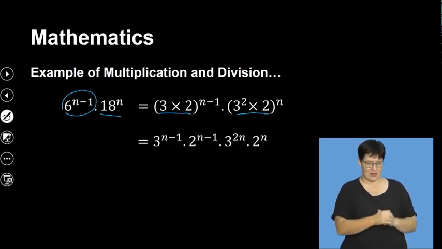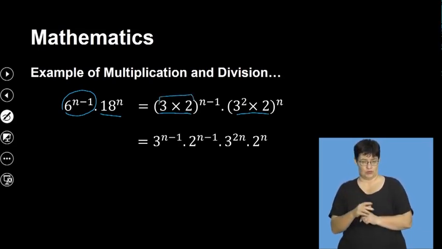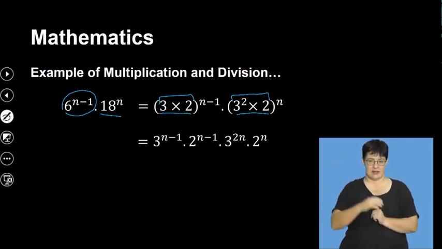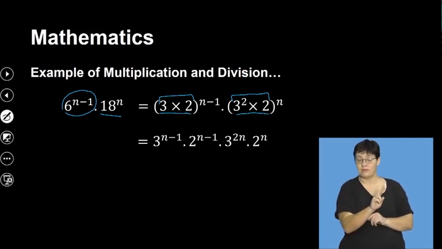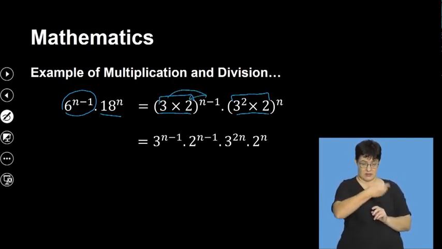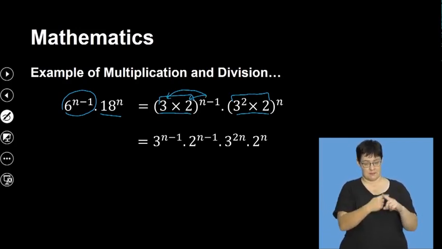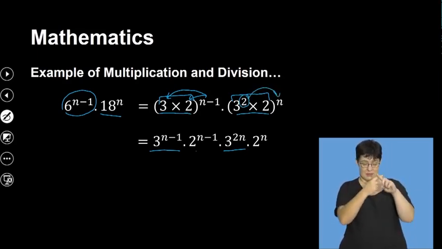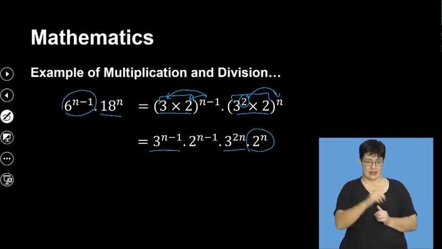So we know that 6 is the same as 3 multiplied by 2, and we know that 18 is the same as 9 multiplied by 2, but because 9 is not a prime number, I can convert it to be 3 squared. And all of this will be raised to n. And then from there, remember one of the laws that we looked at under brackets, we distribute that exponent using multiplication. Therefore, it's going to be 3 to the exponent of n minus 1 times 2 to the exponent of n minus 1 times 3 to the exponent of 2n. Why 2n? Because it's going to be 2 multiplied by that n there. And then lastly, it will be 2 to the exponent of n.